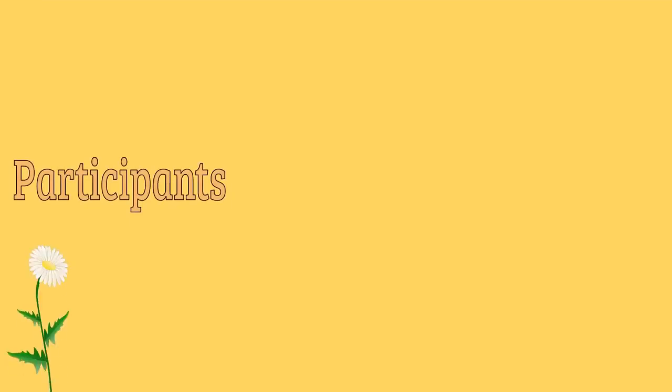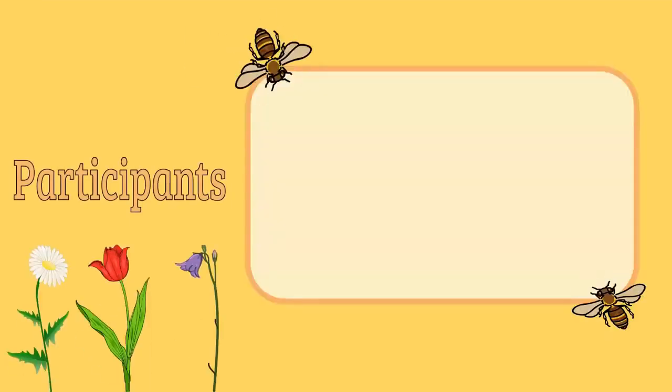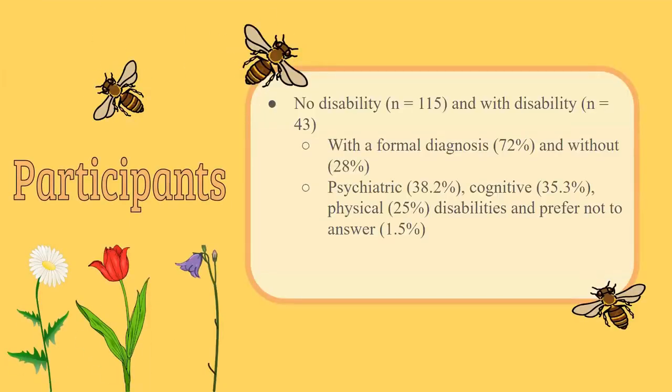There were 115 students without disabilities and 43 students with disabilities. More students with disabilities had a formal diagnosis than not. The types of disabilities included 38.8% with psychiatric disabilities, 35.3% with cognitive disabilities, 25% with physical disabilities, and 1.5% preferring not to answer. Age ranged from 18 to 63, with an average age of 21.3 years old.